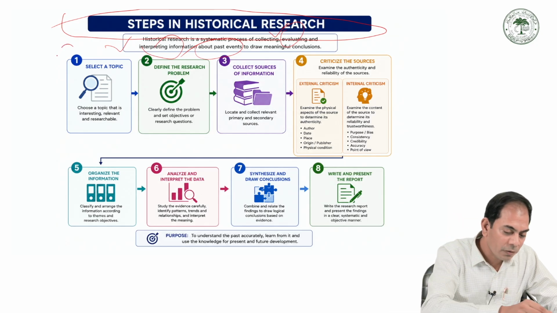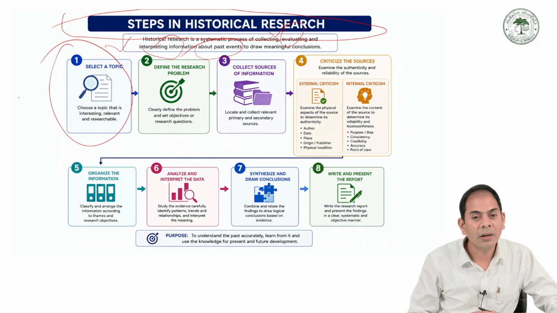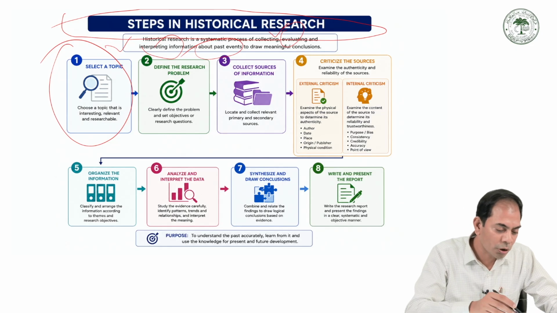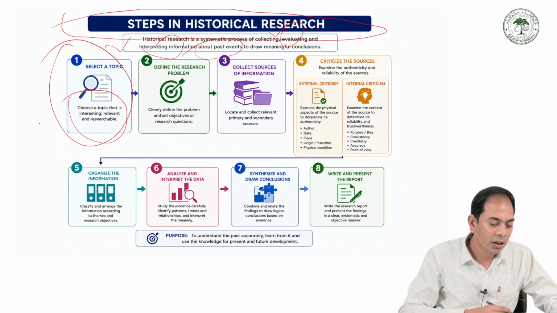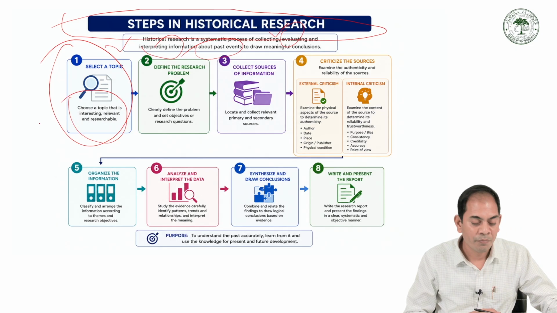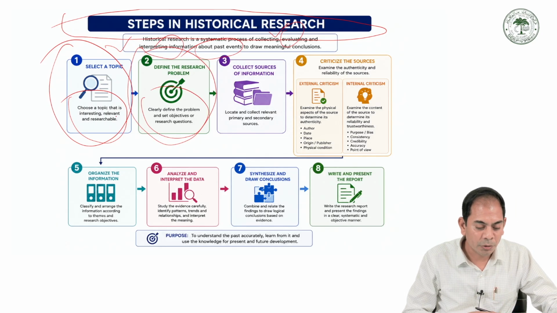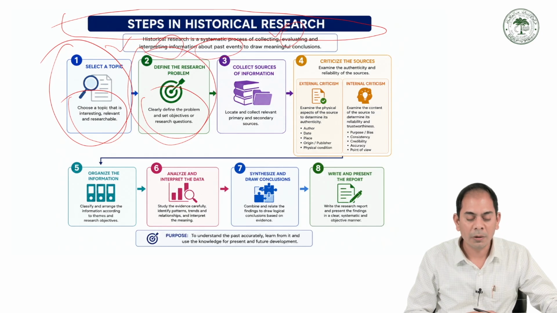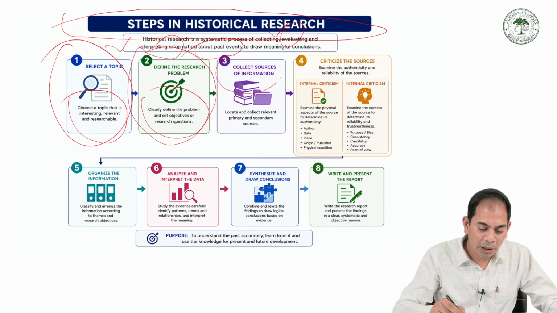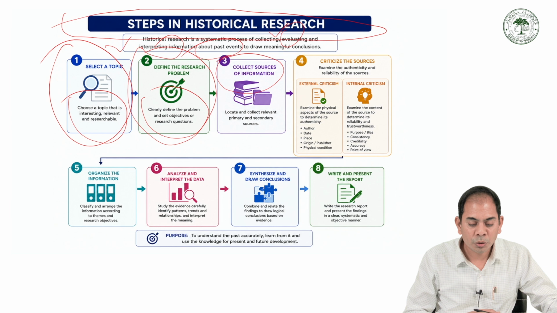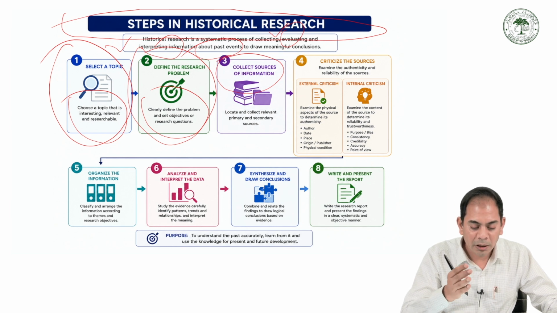The first step of historical research is to select the appropriate topic. It means choosing a topic that is interesting, relevant and researchable. The next step, after selecting the research gap, is to clarify and define the problem and set the objective of the research question. The third step is the collection of sources of information. The important thing is to locate and collect relevant primary and secondary sources of information.